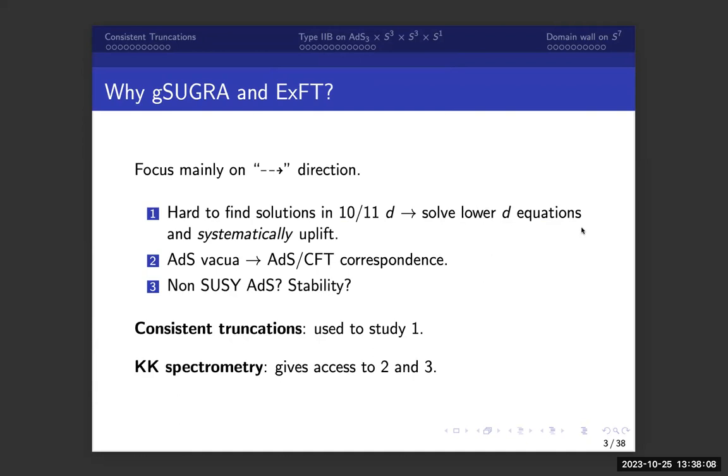And then more specifically, the aim will be to try and learn something about ExFT and holography, and more recently about non-supersymmetric AdS vacua and their stability. To find solutions, I will use mainly the tool of consistent truncations, but then to do holography, we will also need these new methods of Kaluza-Klein spectrometry in addition to consistent truncations.